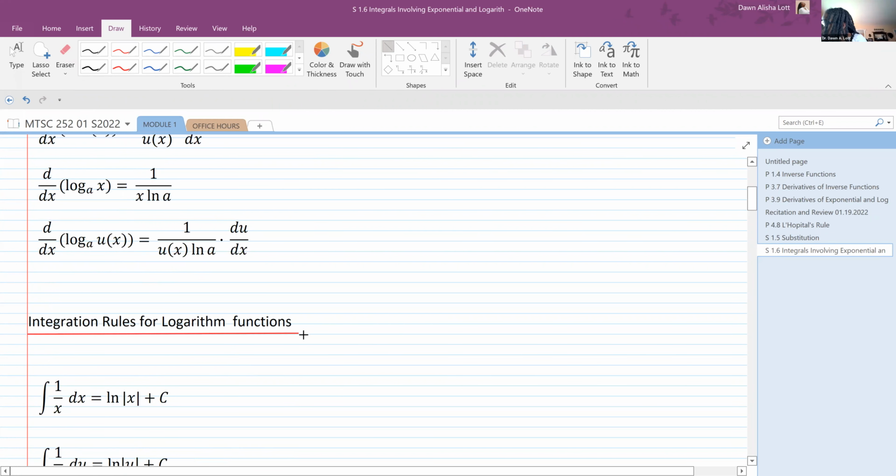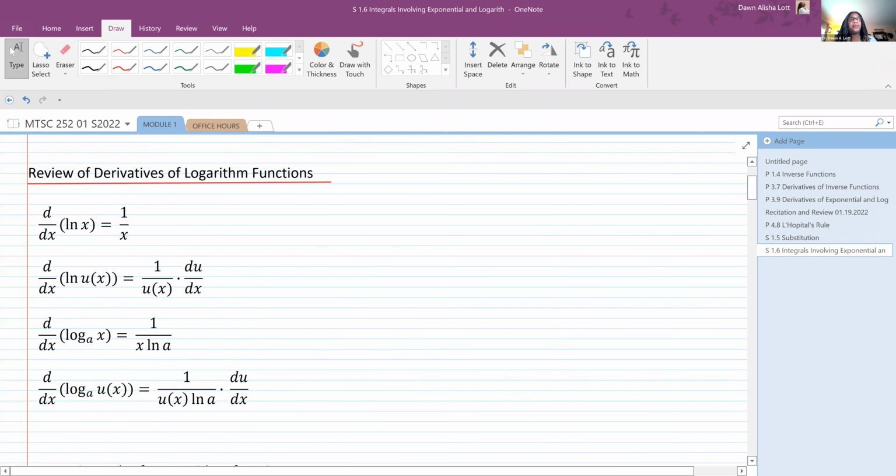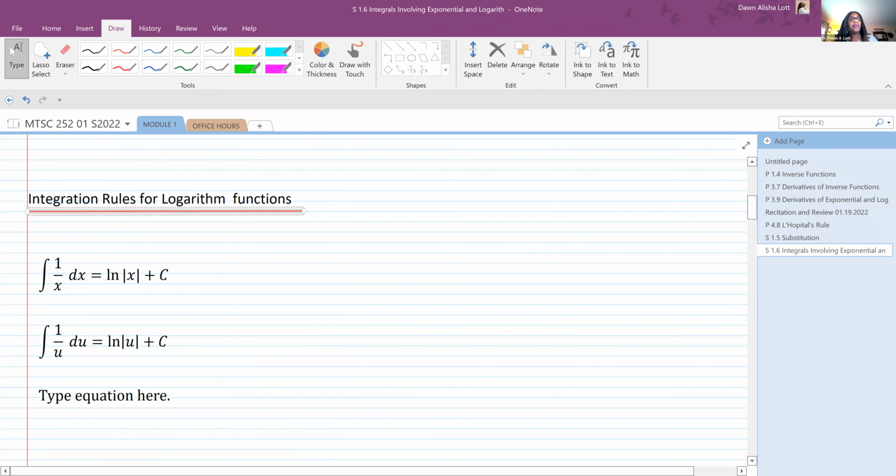All right, so these are integration rules that involve logarithms. If the derivative of the log is 1 over x, then the integral of 1 over x is the log of the absolute value of x. We say absolute value because we can't take the log of a negative number. So we want to make sure that you're only taking the log of something positive. Okay, so this is the first rule.